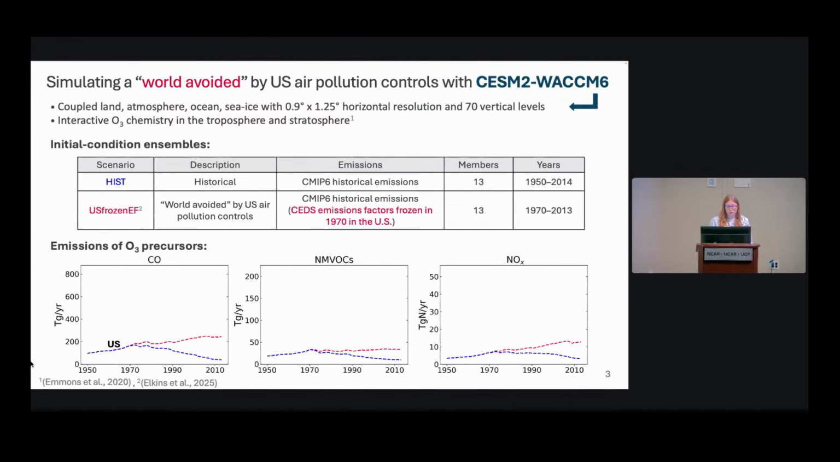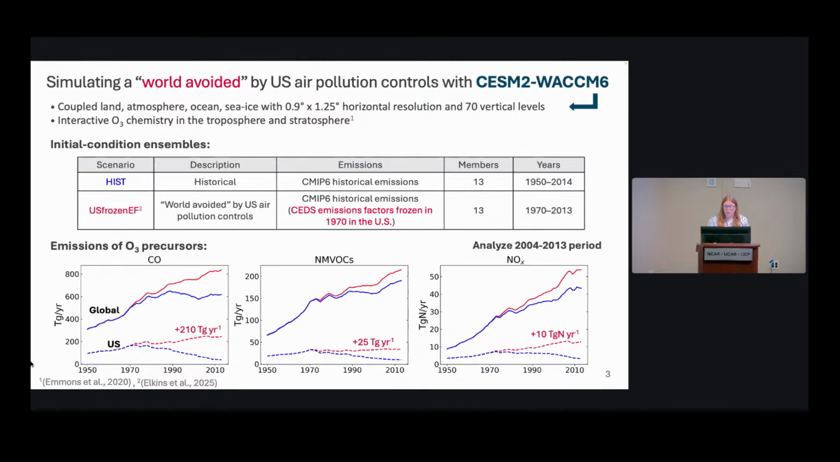These two emission scenarios result in the following emissions trajectories of ozone precursors, CO, VOCs, and NOx from left to right, shown for the US totals by the dashed lines here, and for global totals by the solid lines. You can see that the emissions trajectories diverged in 1970 with the enactment of the Clean Air Act, and continue to grow over time in this world avoided scenario, instead of declining as they did historically. By the end of the time period, emissions of these ozone precursors in this world avoided scenario are much larger. For the rest of the following slides, we'll analyze the results of this paper for the last decade of this time period, from 2004 to 2013.